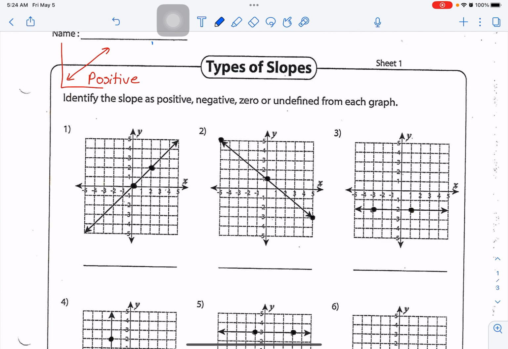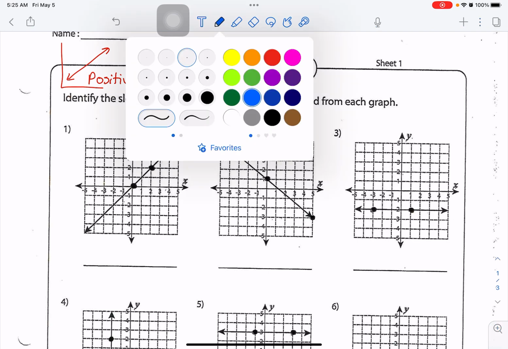Whereas if I take a look at a graph that, as I read it from left to right, goes down like this, if that was my bank account, that would be a negative thing. So we say that that is a negative slope, right?